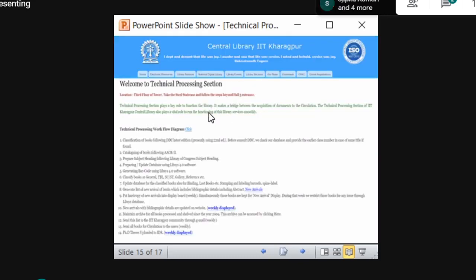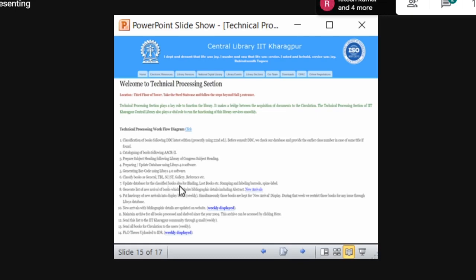And I want to show an example. This is the technical processing section of IIT Kharagpur library. See, these are the works they are carrying out. They are classifying books based on the latest edition of DDC, cataloging using AACR2, and preparing subject headings using LCSH, that is Library of Congress Subject Headings. They prepare and update records using Libsys 4 software, that is an LMS, library management software. This is commercial software, not like Koha, and they generate barcodes using that software itself. They classify books as general section, textbook, SC collection, gallery, reference.